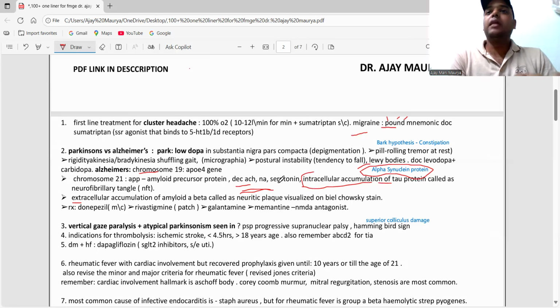Remember, also remember, accumulation of tau protein and neurofibrillary tangles, they are both called as what? There's a body called as what, Amma? Hirano bodies. Hirano bodies. Okay?